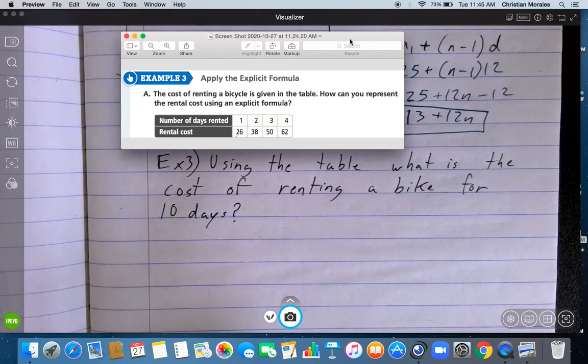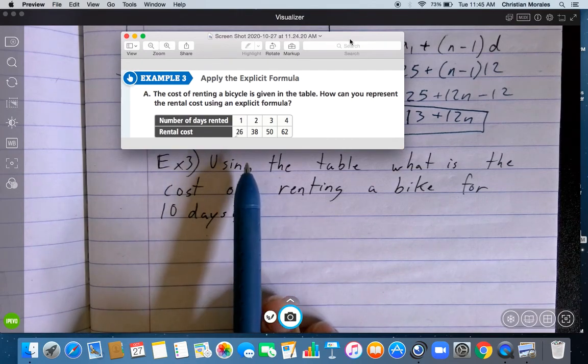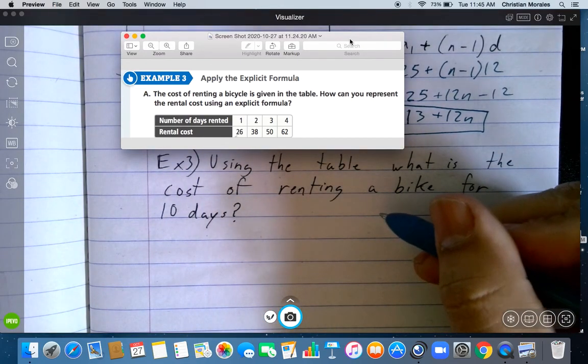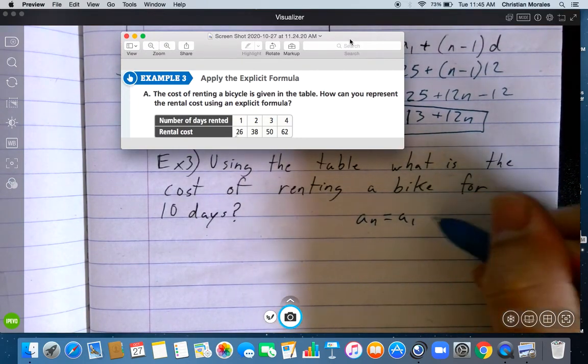So let's look at this problem. So we have the first term. So remember, we're using now the explicit formula. And the explicit one looks like this.